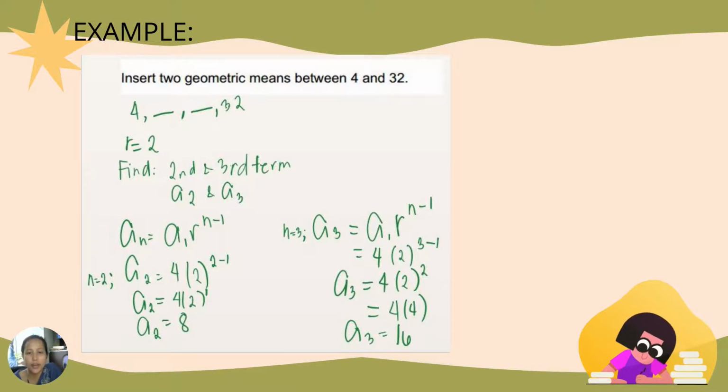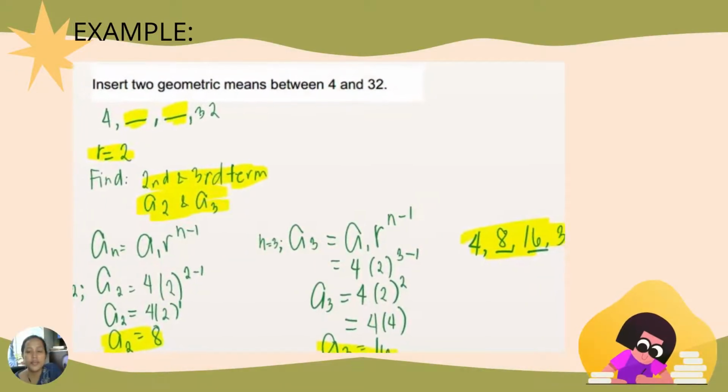For the third term, our n is 3. So a sub 3 is equal to a sub 1 times r raised to n minus 1, which is 4 times our common ratio, which is 2, raised to 3 minus 1. So a sub 3 is 4 times 2 raised to 2, or 2 squared is 4. 4 times 4 is 16. So a sub 3, or the third term, is 16.